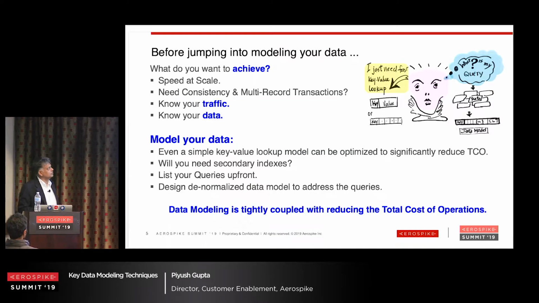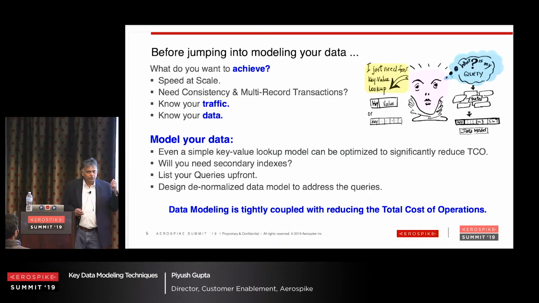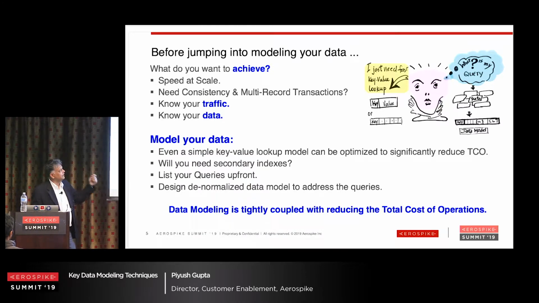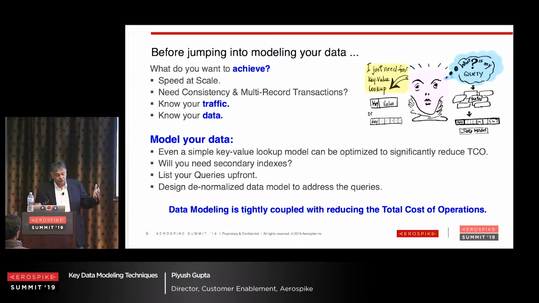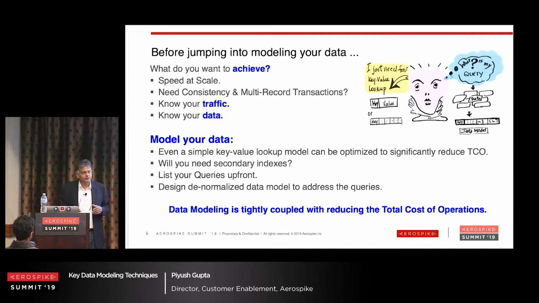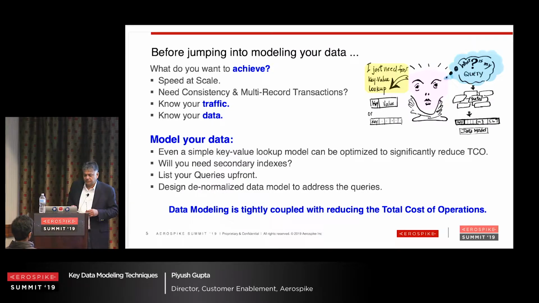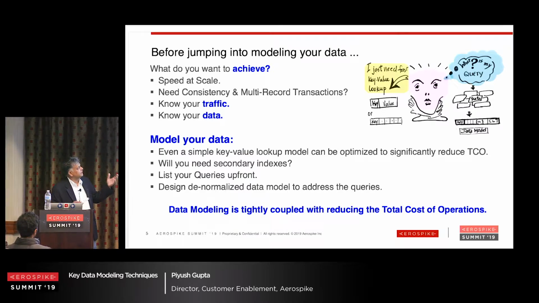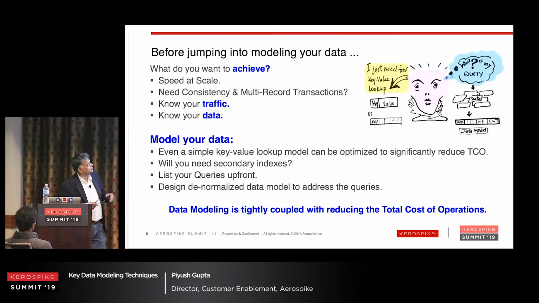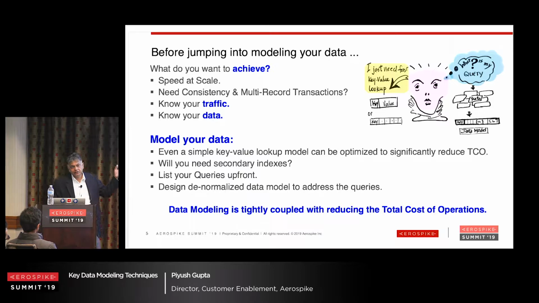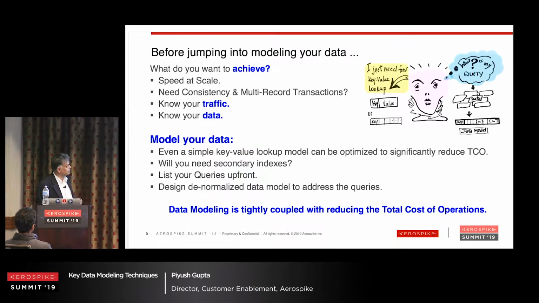So before you jump into modeling your data, you know you are at Aerospike because you want speed at scale. You have to ask yourself, do I need consistency, the strongly consistent model, or are you okay with AP? So we went through AP and SC differences, especially those who attended the SC class last session, that you have to make a choice which way you want to go, and do you need multi-record transactions? Got to know your traffic and your data, obviously. What kind of SLA are you trying to achieve?